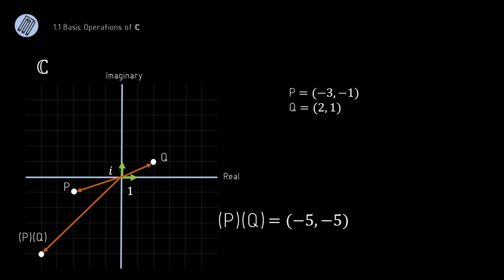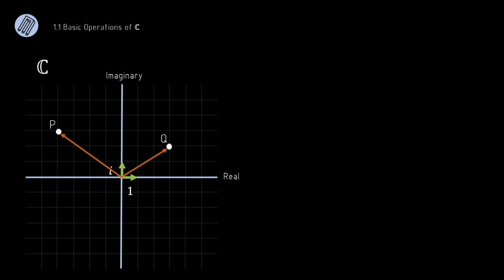We're using the parallelogram rule and adding vectors head to tail. What's the geometric interpretation for multiplication? Is there one? The answer is yes, there is, but we'll have to wait to a later video to see what it is. What about dividing complex numbers?